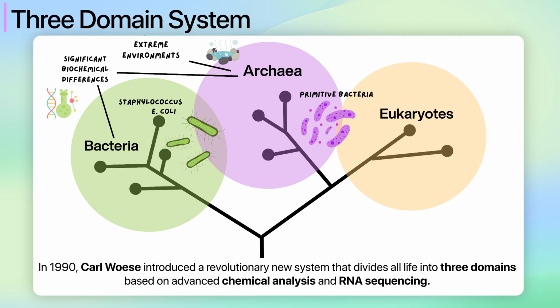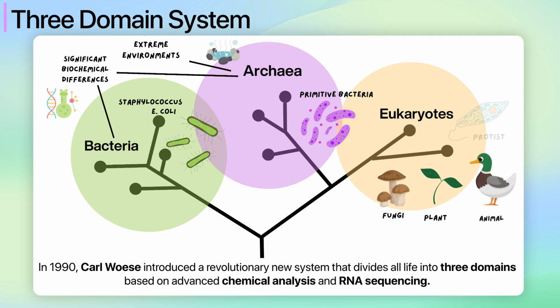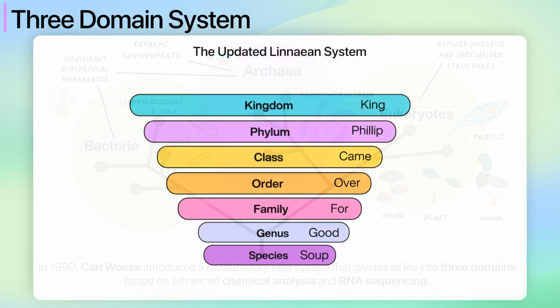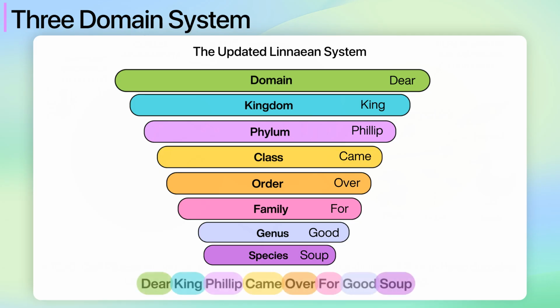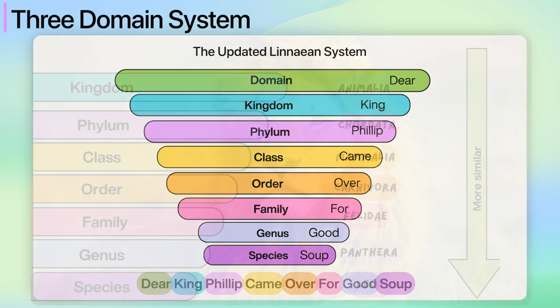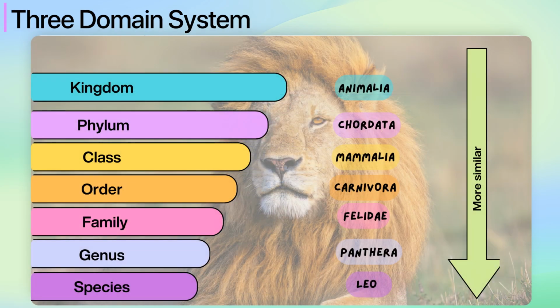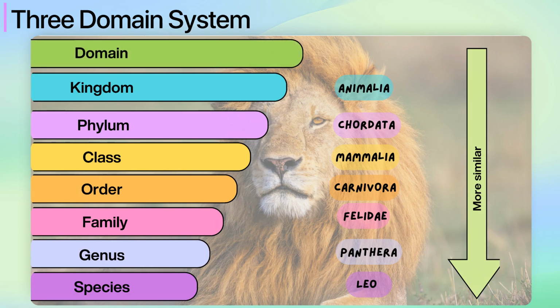Eukaryota includes all organisms with complex cells, such as fungi, plants, animals, and protists. Eukaryotic cells have a defined nucleus and other specialized structures. This three-domain system introduces another level to our classification system, updating the original Linnaean system. We can remember it using the following mnemonic: Dear King Philip came over for good soup. If we return to our example of the lion, the new Linnaean system also classifies the domain of the lion, which is Eukaryota.